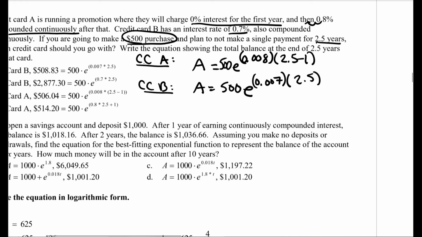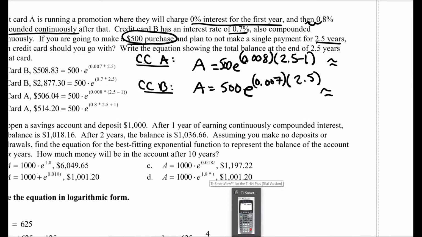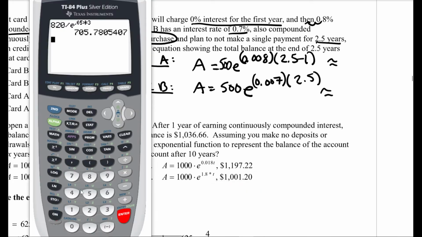So now what we're going to do is compare these two credit card amounts and see which one is less, and that's the one that we want to go with. Okay, so we have 500, and then we got second ln, that's E, and then to the 0.008 times 1.5. We're just going to call it 1.5 years. That's my first one. So $506.04.